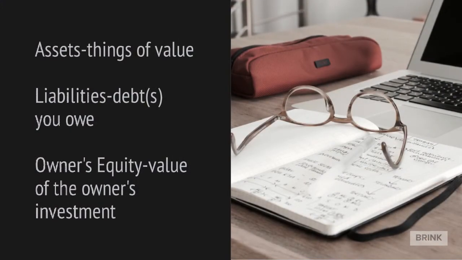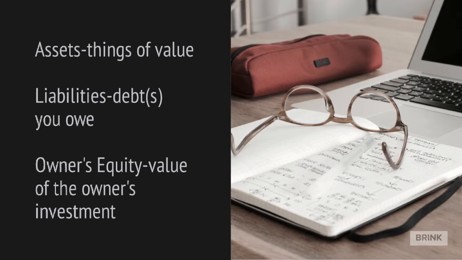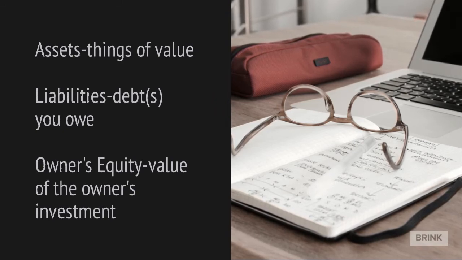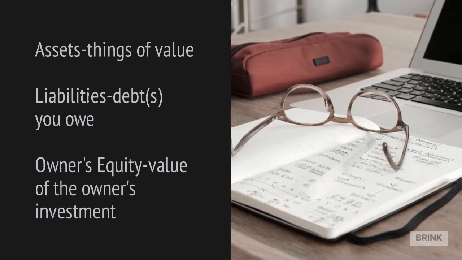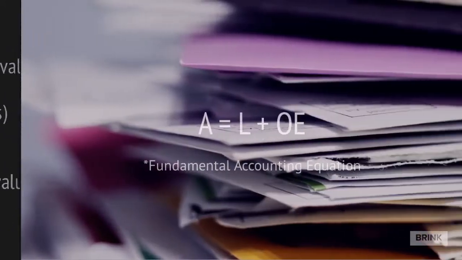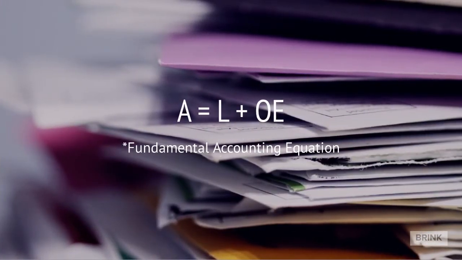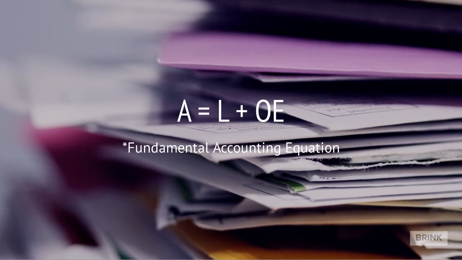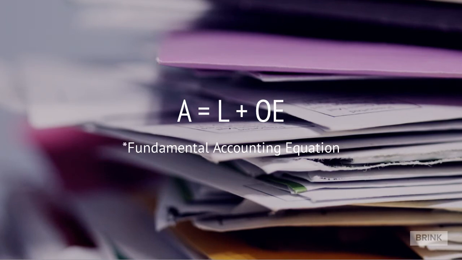As previously discussed, assets are things of value. Liabilities, on the other hand, are debts that you owe, and owner's equity can be described as the value of the owner's investment, or the amount of money put into the business. When comparing these three on the balance sheet, assets should always equal the liabilities plus the owner's equity. This is also known as the fundamental accounting equation.